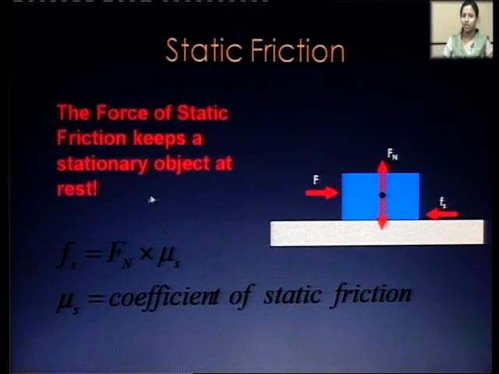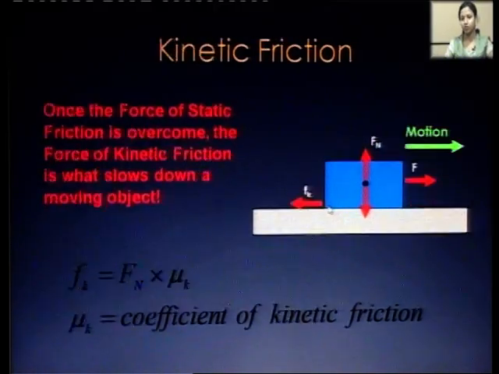Next we define the coefficient of static friction, sorry. Static friction comes into play when the body is not moving, it is at rest. So the force of static friction keeps a stationary object at rest. This body is at rest, but if we apply a force in this direction, then friction is in the opposite direction, in this direction. So here the direction is opposite as compared to the applied force.